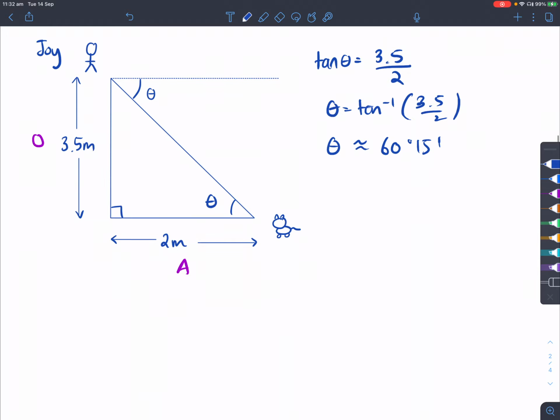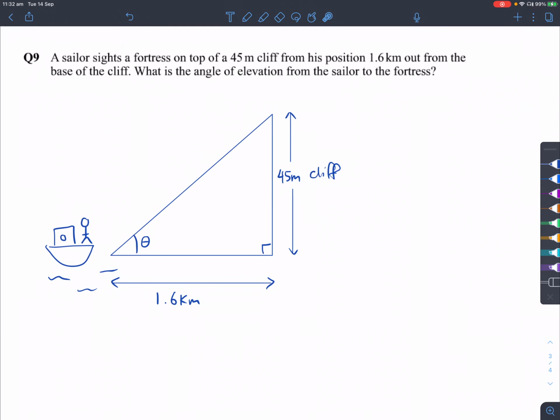Let's have a look at question 9. A sailor sights a fortress on top of a 45-meter cliff from his position 1.6 kilometers out from the base of the cliff. What is the angle of elevation from the sailor to the fortress? So here's the sailor. This person looks upwards at this particular cliff here, and there's a fortress here on top. All right, so here's the fortress. And it's asking what is the angle of elevation when the cliff is 45 meters high and he is 1.6 kilometers away from the base of the cliff.